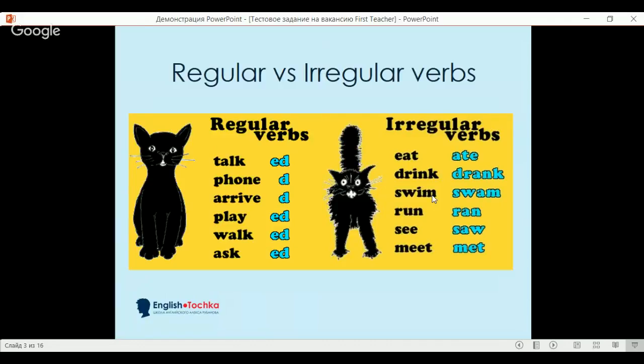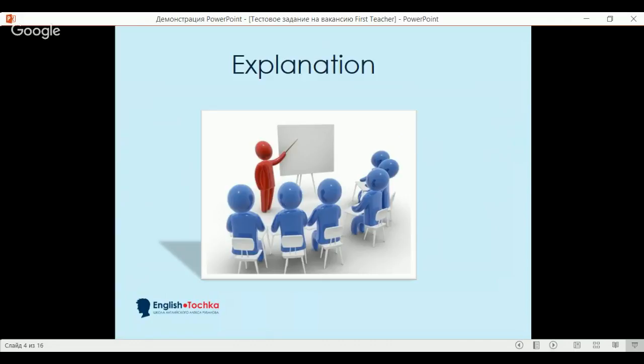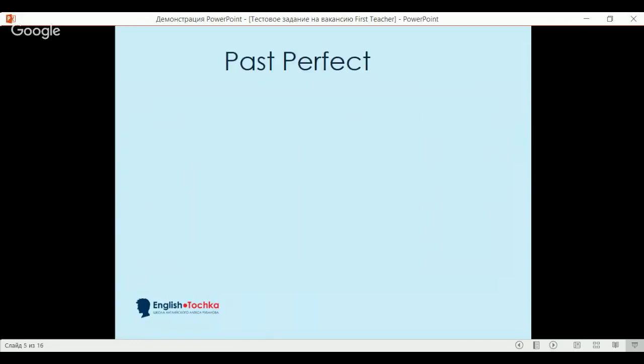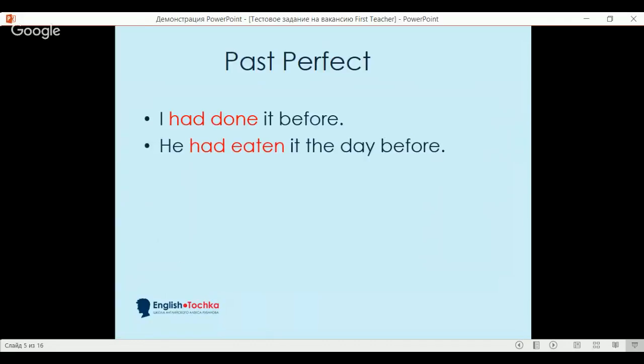So, and now, what about past perfect? To understand how to form past perfect, I would like you to read these sentences. I had done it before. He had eaten it the day before. They had played this game before. So, do you know the translation, or do I need to translate? Write in chat, please.